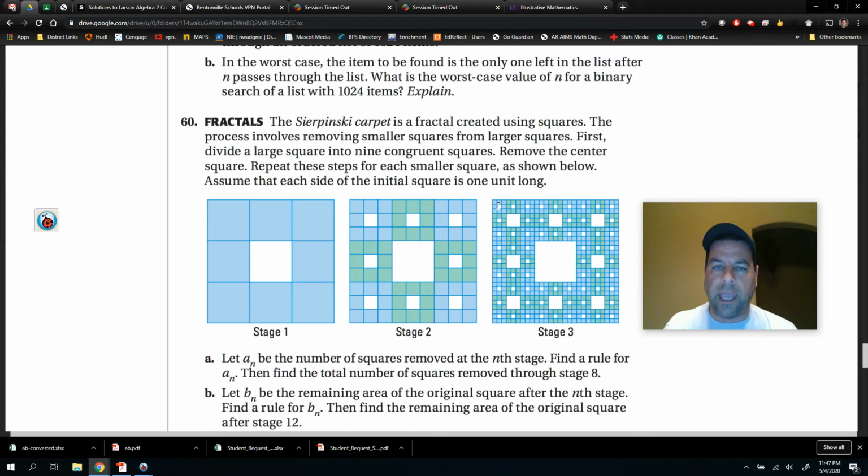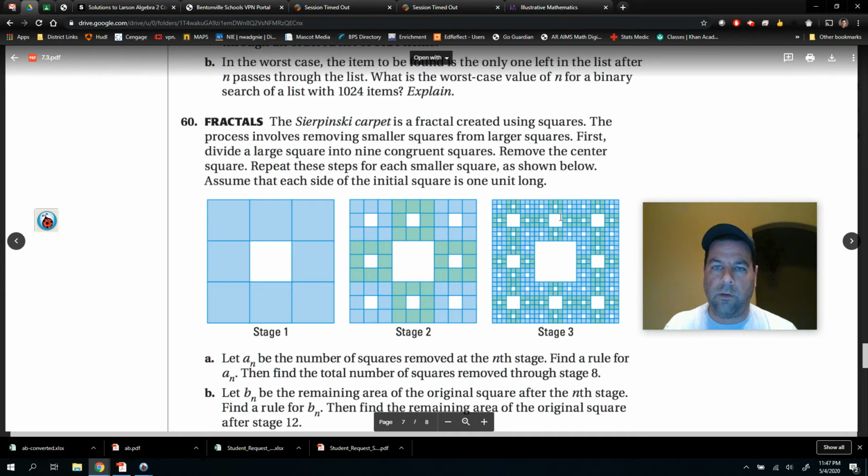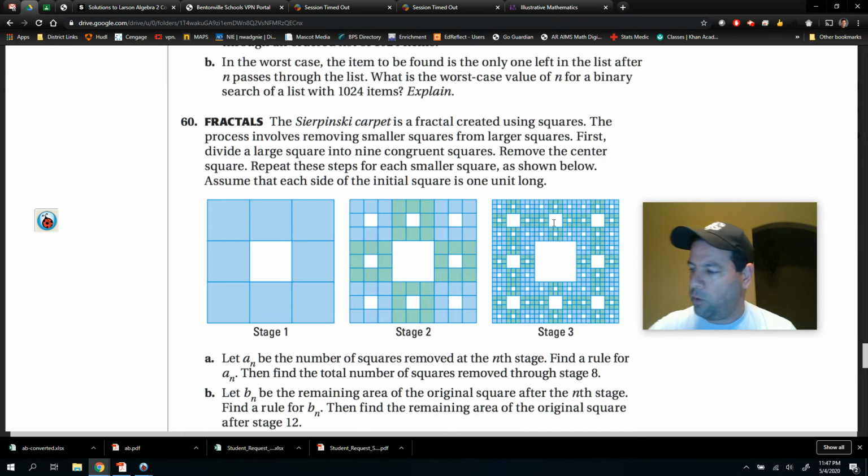8. I'm sorry, 8 left. So 72 are left here because there's 8 each one, and it's 9 across. 1, 2, 3, 4, 48 here. So 72, 48. There's another 72. There's another 48.